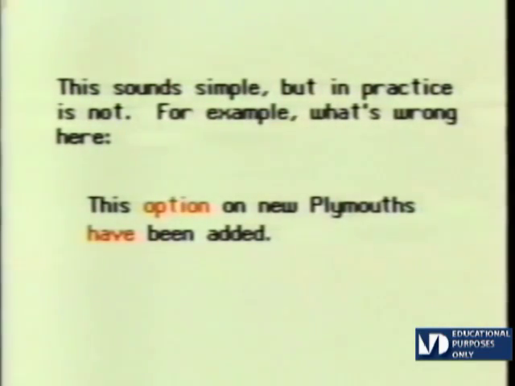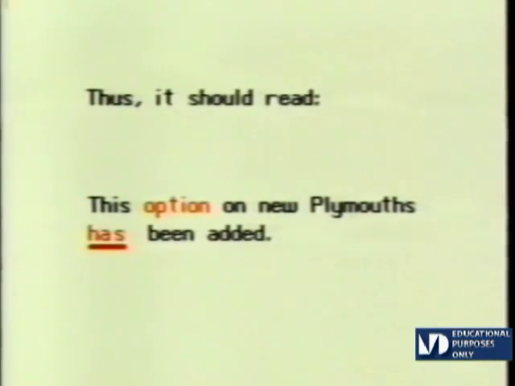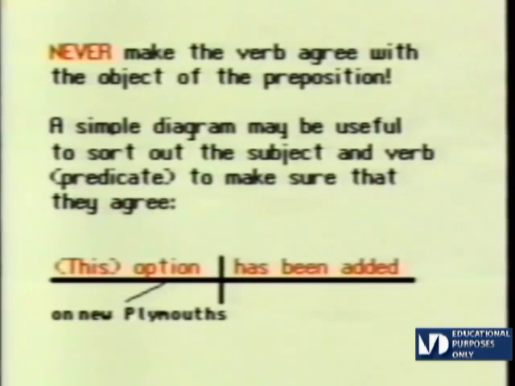"This option on new Plymouths have been added." I hope you see that it is the option that has been added, not the Plymouths. "On new Plymouths" is a prepositional phrase, and as such should be ignored when making the agreement. Thus it should read, "This option on new Plymouths has been added." Never make the verb agree with the object of the preposition.